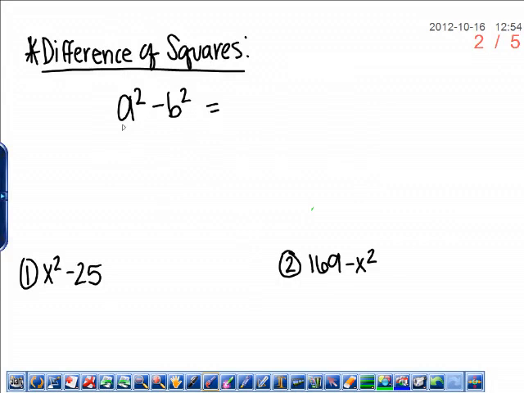So a squared minus b squared will always factor into, no, not c squared. This is not Pythagorean theorem. A minus b times a plus b. A squared minus b squared will always factor into a minus b times a plus b. Let's check it in case you don't believe me. Let me show you why this works.